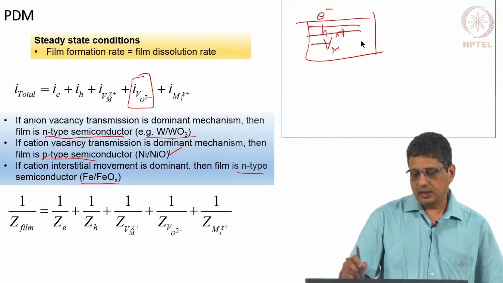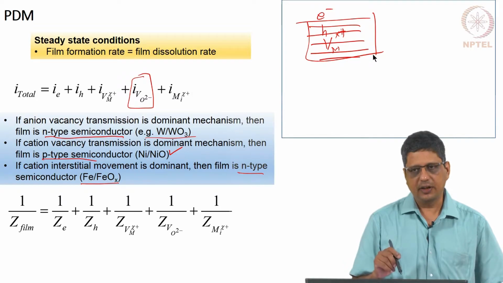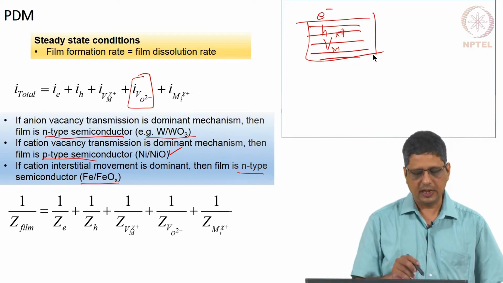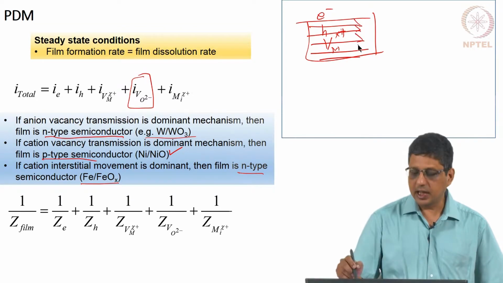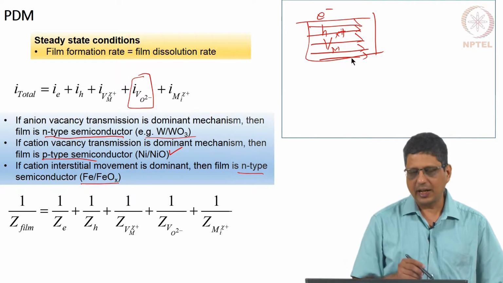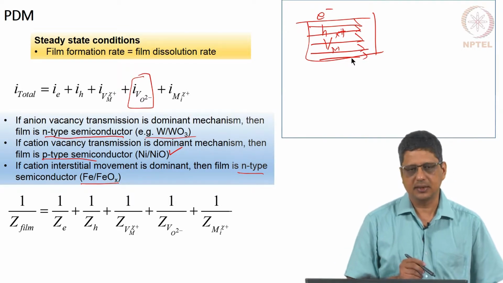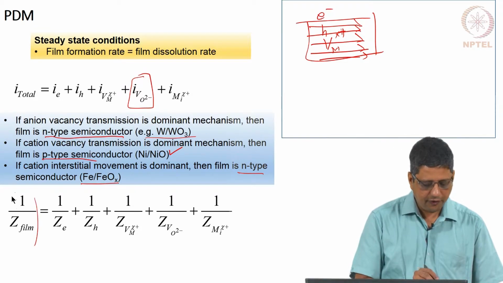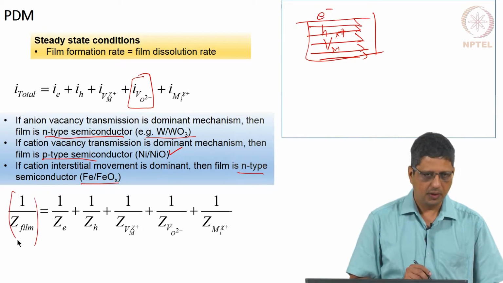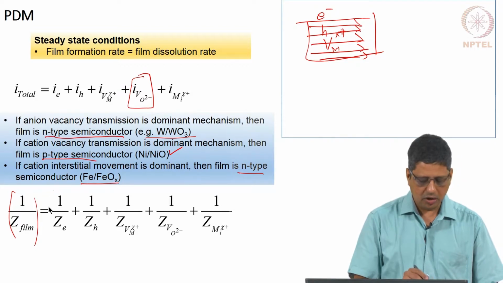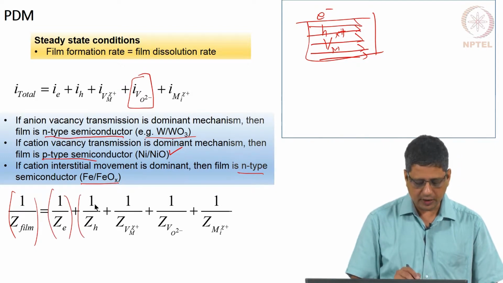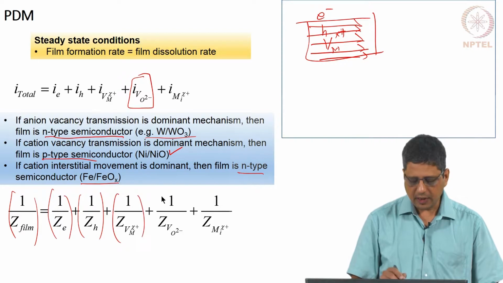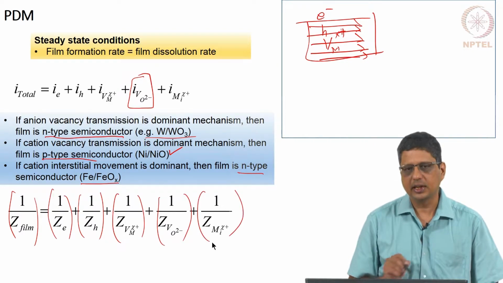In general, current can be carried by any few of these or all of these pathways. Since they are occurring in parallel, we will have to add the admittances to get the net admittance. So, we will write the film admittance as the admittance due to the flow of electrons, flow of holes, cation vacancy, anion vacancy and cation interstitial.